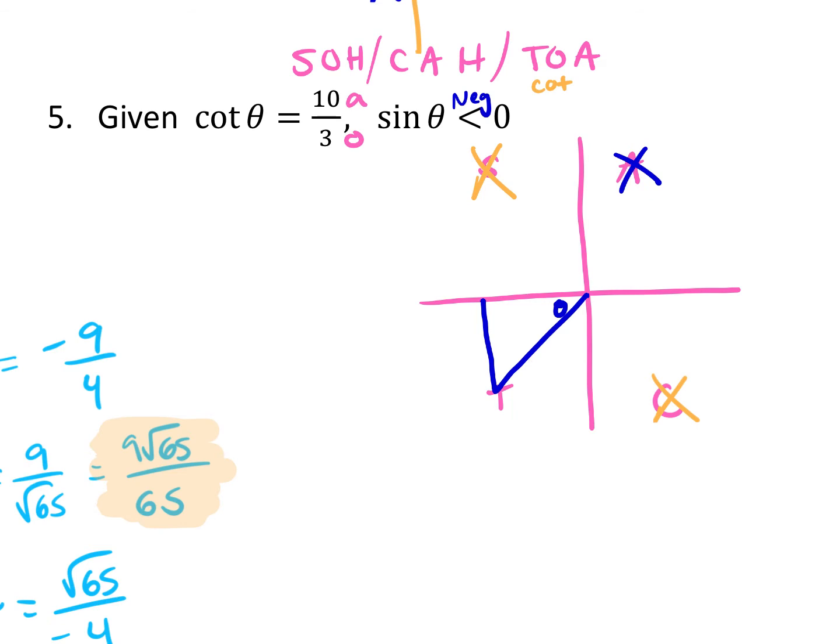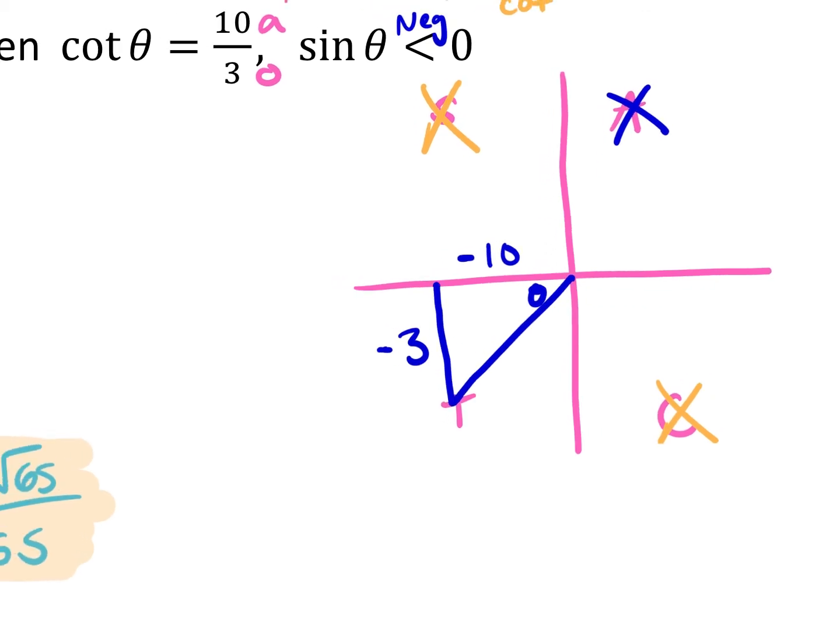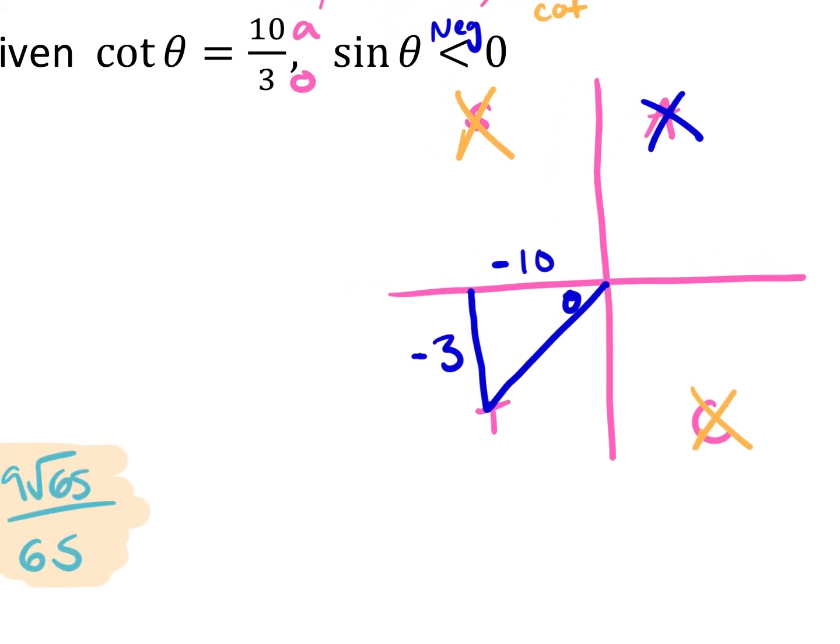So cotangent is adjacent over opposite. So my adjacent would be 10. My opposite is 3. Is this a positive 10 or a negative 10? How do you know it's negative? Because it's going to the left. We're in the left direction, so it's negative. Is it a positive 3 or negative 3? Negative, because it's going down. We always have to check our signs. So it should be negative 10 and negative 3 as our adjacent and opposite.